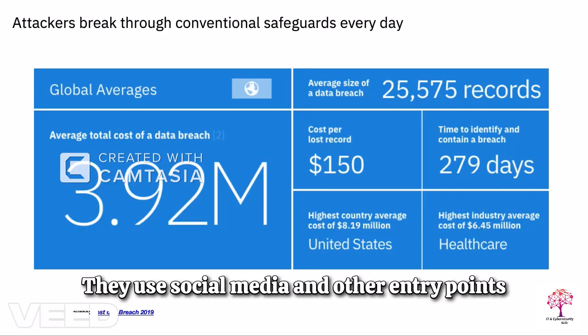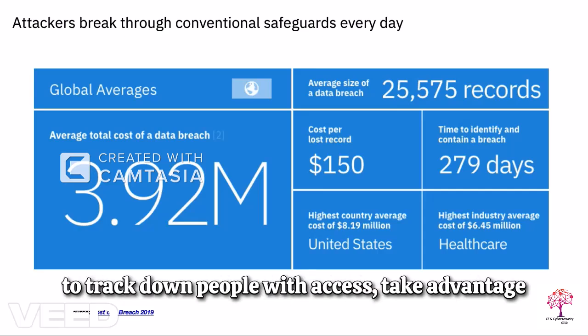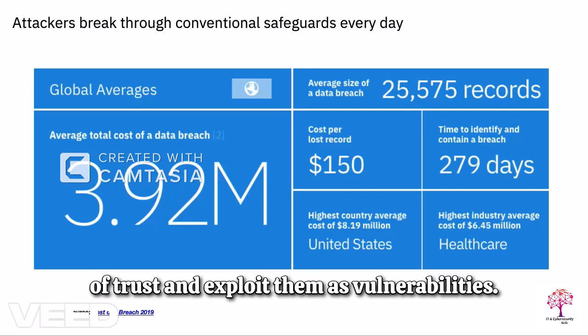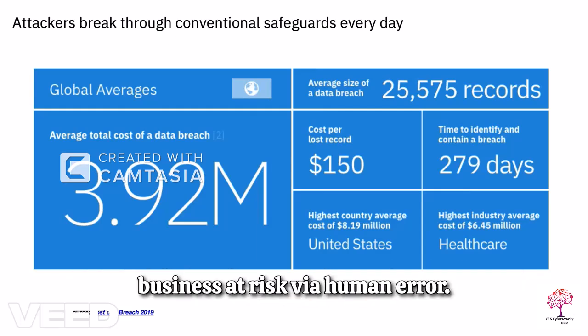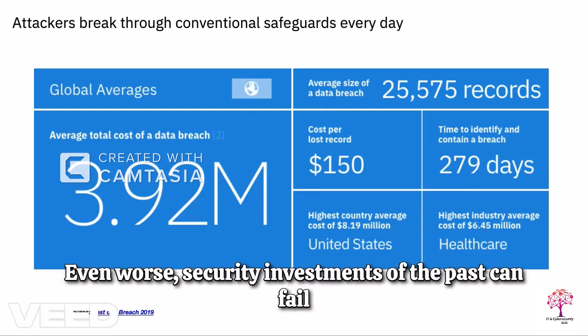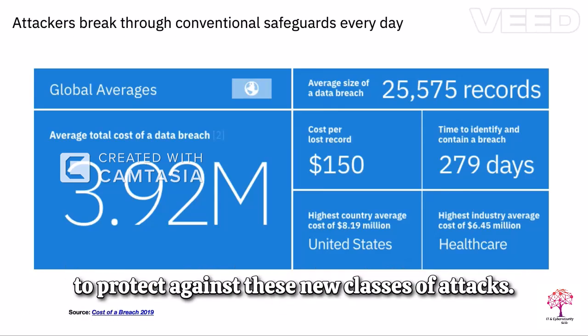They use social media and other entry points to track down people with access, take advantage of trust, and exploit them as vulnerabilities. Meanwhile, negligent employees inadvertently put the business at risk via human error. Even worse, security investments of the past can fail to protect against these new classes of attacks.